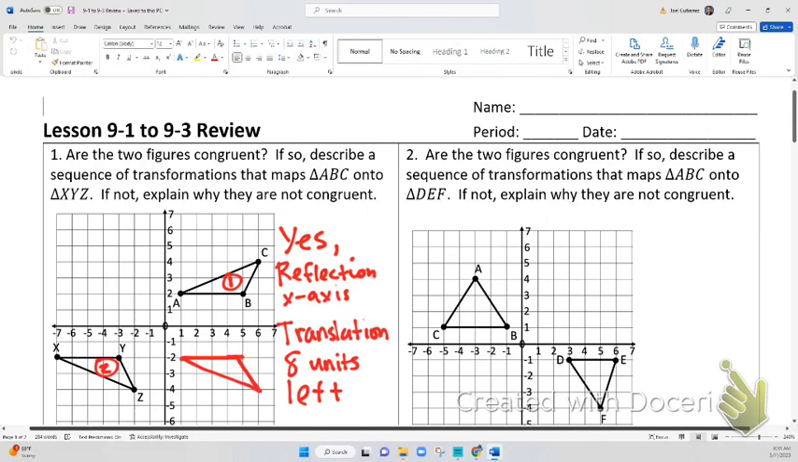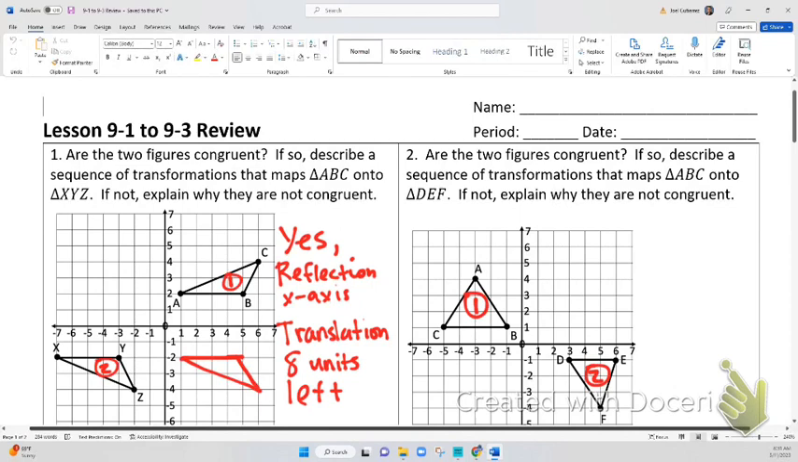Alright, so for number 2, it says, are the two figures congruent? If so, and so on. Same exact type of question, right? So again, use your patty paper, okay? And ABC is the first one. DEF is the second one. And then Jeremy is going to tell us out loud here whether they are congruent or not. Go ahead, Jeremy. They're not congruent. Why? Because they're not the same shape. Well, they're the same shape. They're both triangles. They're not the same size, right?